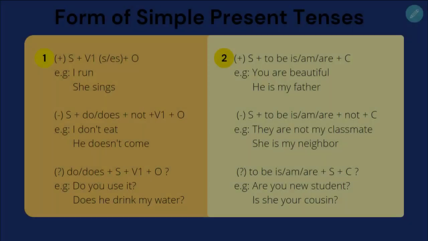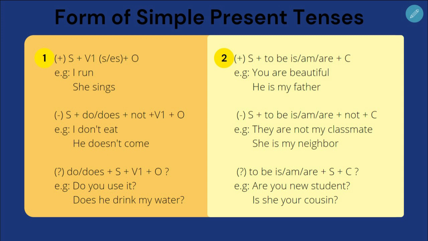After you know the definition of simple present tense and also the use of simple present tense, you also have to know how to make a simple present tense, or we can say the form to make the simple present tense. Okay, here is the form of simple present tense. The first is verbal form. Beginning with affirmative, the form is subject plus verb 1 plus object. For example, I run or she sings.